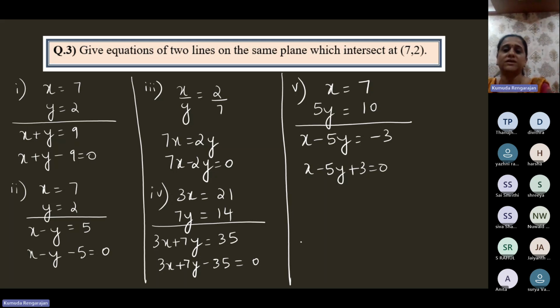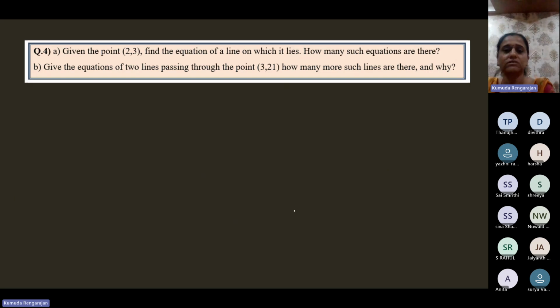Next one, I'll share the images on WhatsApp, children. Given the point (2, 3), you must find the equation of a line which lies on it. Always remember, when you're given only one point, there is not one line. There are infinitely many lines which contain this point (2, 3).